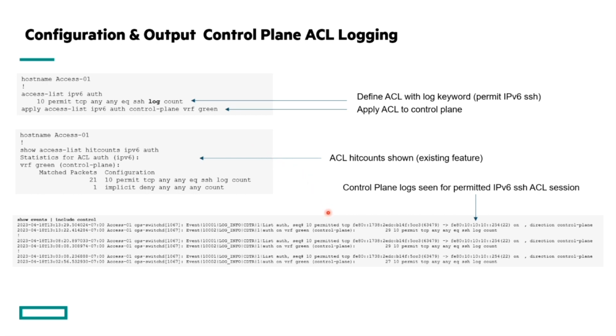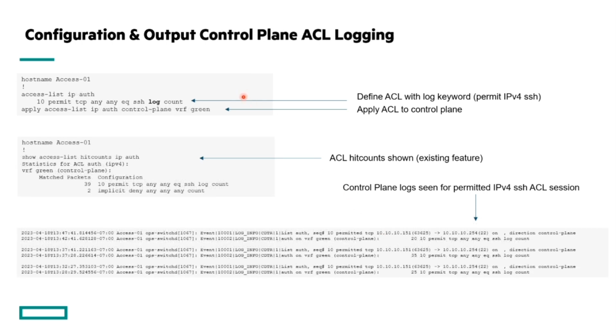However, now if we take a look at the logs, and we've just tried a show events and we've included the keyword control in our filter, we can see that an IPv6 host here has connected to the switch, which has an IPv6 address, and it's logged in the event log. We also see the amount of hits on the ACL, and this is repeated approximately every 5 minutes.